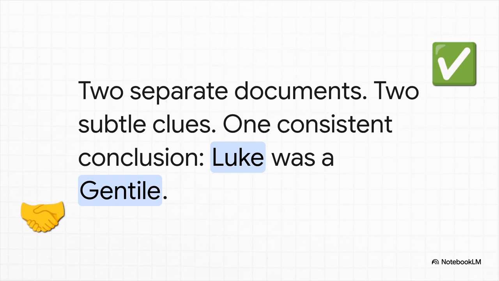You've got 2 totally separate documents. One gives you a clue hidden in the structure of a list. The other gives you a clue in a single, subtle turn of phrase. They are completely different kinds of evidence, yet they both point to the exact same conclusion: Luke was a Gentile.